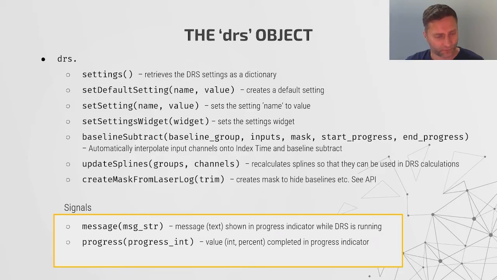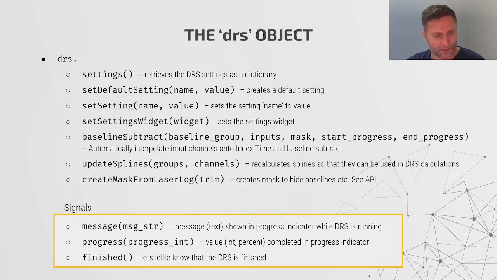And there's also the progress signal as well, which takes an integer between 0 and 100, and that's the percentage that is completed in the DRS, and you can use those to keep the user updated on how far through the DRS that you're up to.